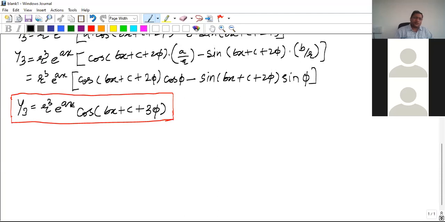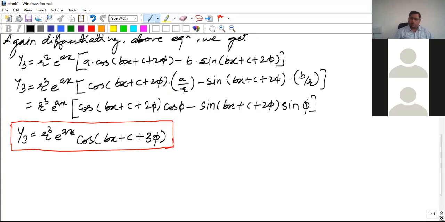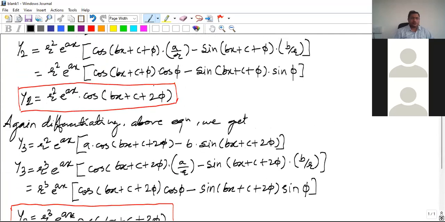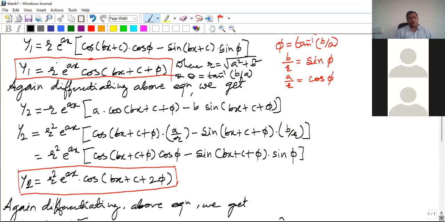Okay, now see what has happened. When we consider the first order derivative, what we got here is e raised to ax into cos of bx plus c, this is our function. So we got r and we got phi here. If we consider the second order derivative, again we got r squared and we got 2 phi.